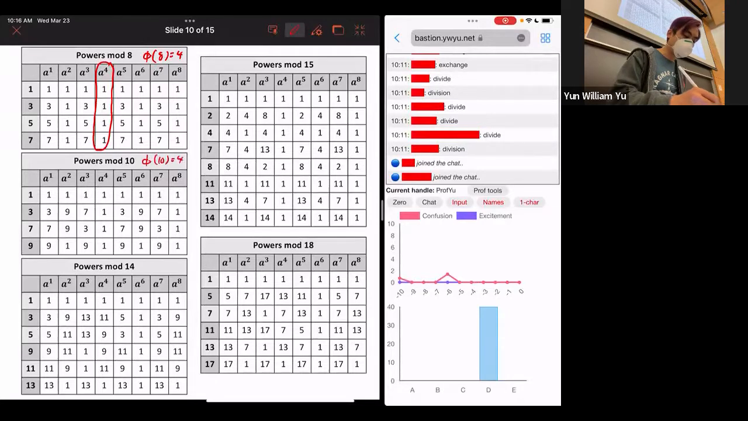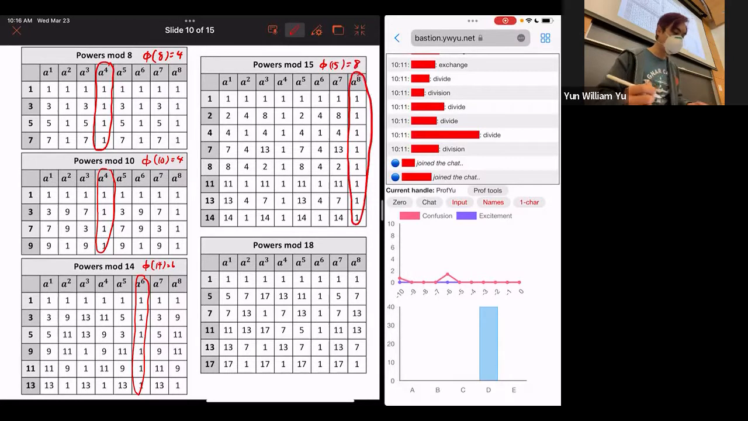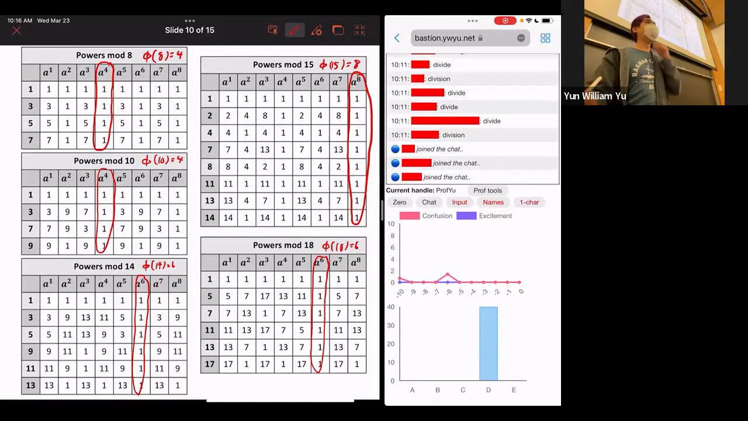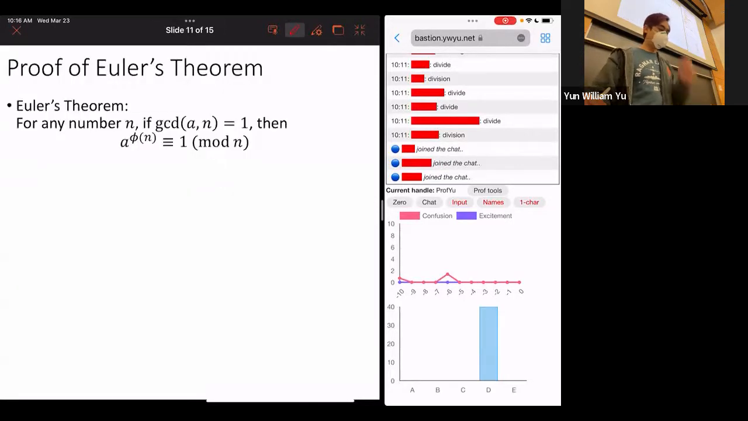Phi of 10 is also equal to 4. So you notice this column is there. Phi of 14 is equal to 6, which is why this column is here. Phi of 15 is actually equal to 8, and so you get this column. Phi of 18 is equal to 6, and so this column is all 1s. Okay, and that was the pattern we were trying to find. And you notice, of course, this is also the number of rows, because Euler's totient function tells you the number of relative primes. So it's also the number of different things that will eventually get you 1. All the other numbers won't necessarily give you 1 when you take the power of it.